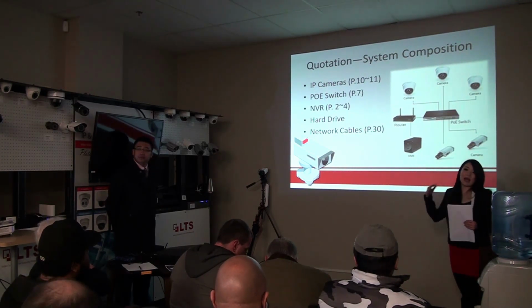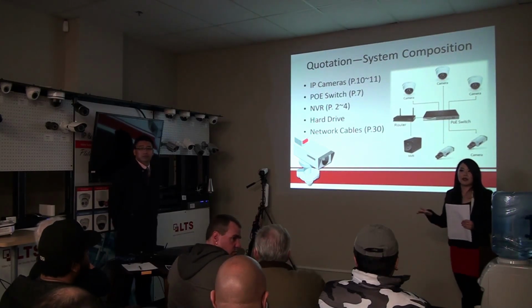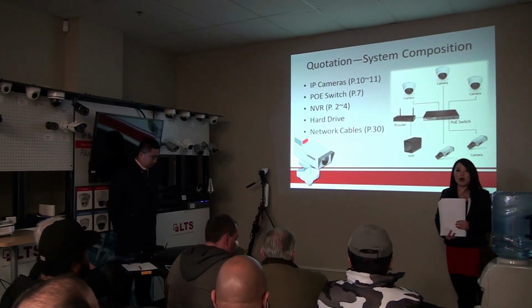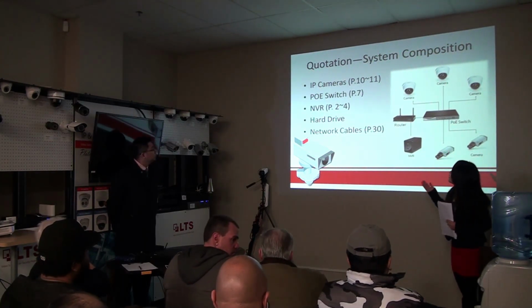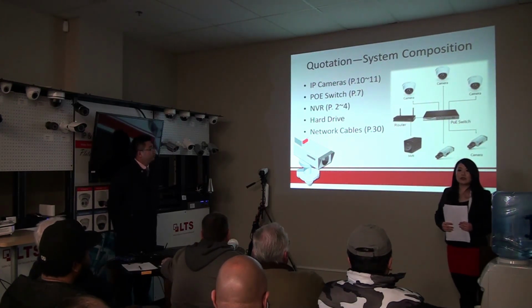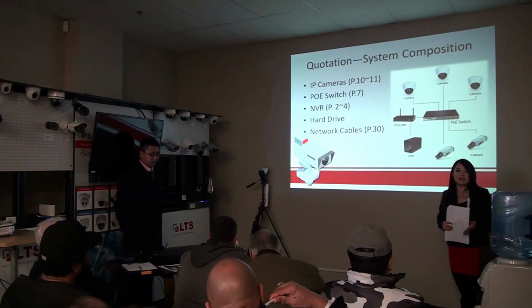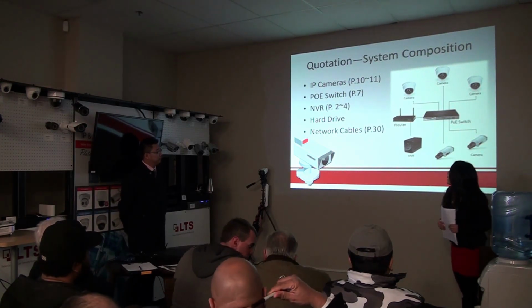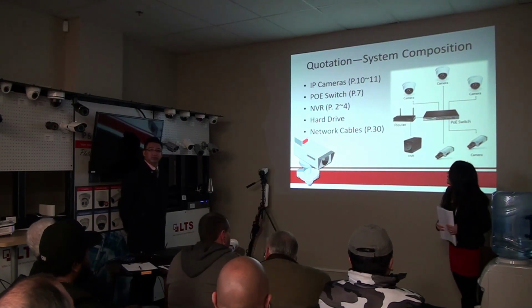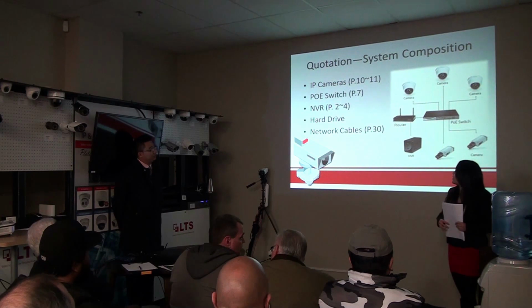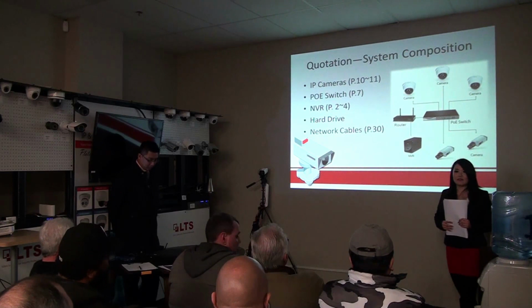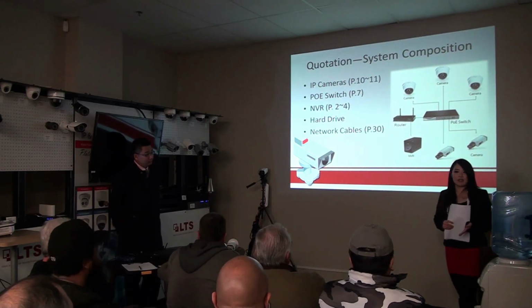IP cameras to capture the video or the image. Second one will be the PoE switch to provide power and transmit data. The third one is the NVR, which is the network video recorder, to process and compress the video. And also, if you want to store the image, of course you need a hard drive. And lastly is the cable. You use the network cable, which is RJ45. So you can use Cat5, Cat5e, or Cat6.